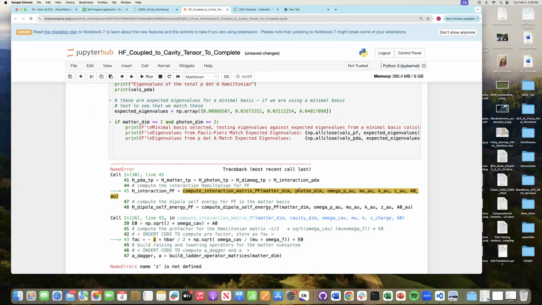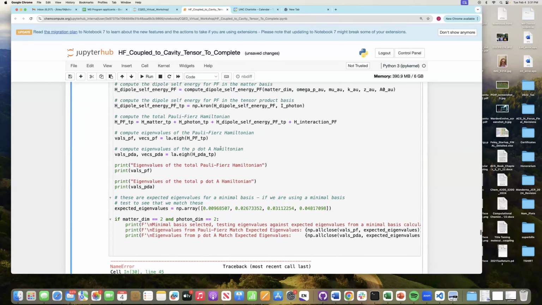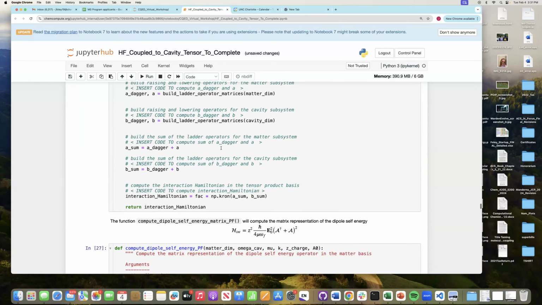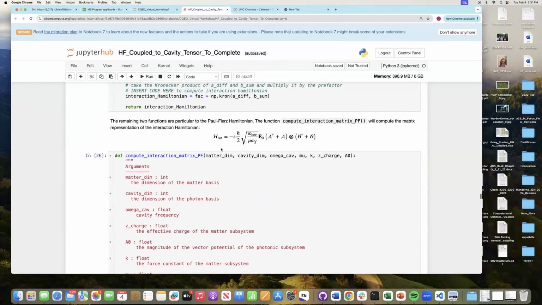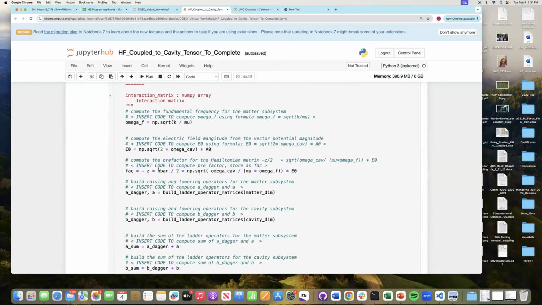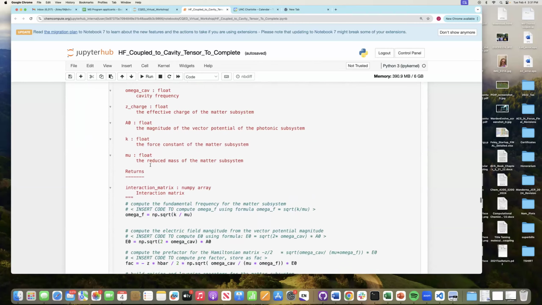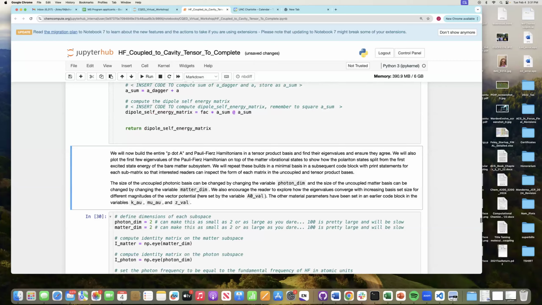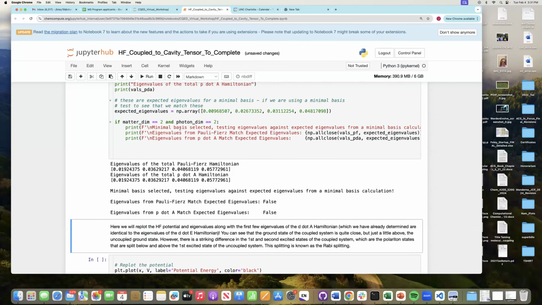And we've got Z is not defined. That's cool. So let's come in. So this FAC is minus Z. Probably this should be minus Z underscore charge. So compute interaction matrix Pauli-Fierz. Yeah, so I might have introduced that typo. Yeah, minus Z charge. Okay, great. All right, awesome.